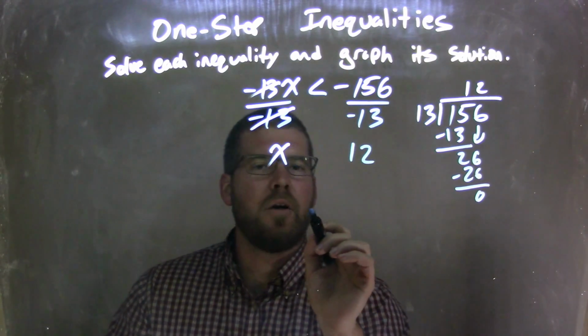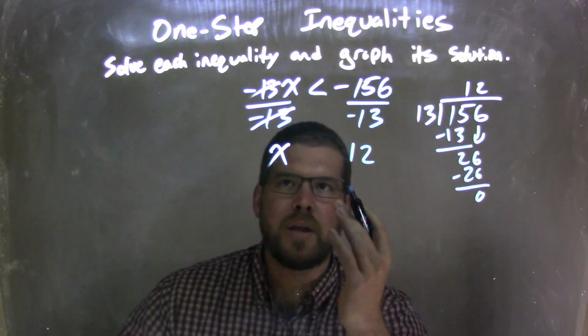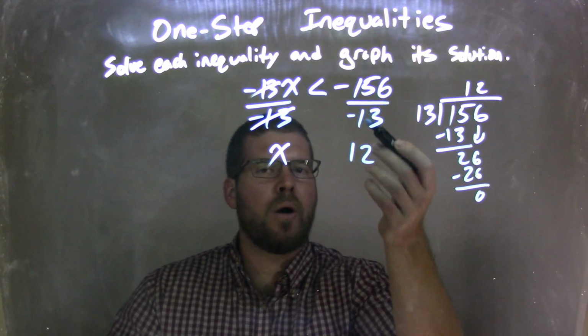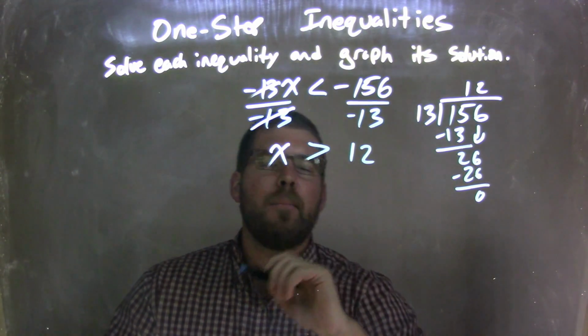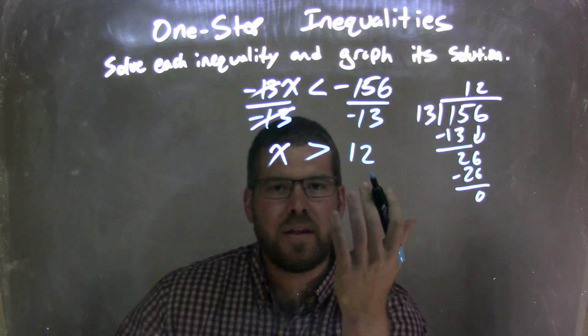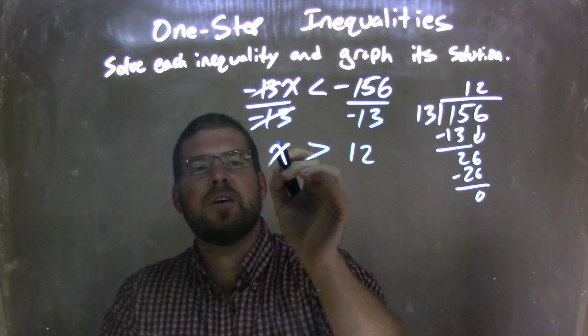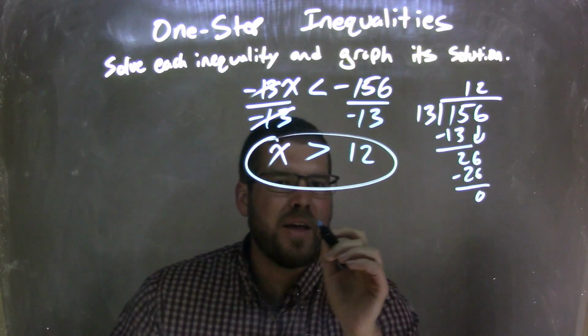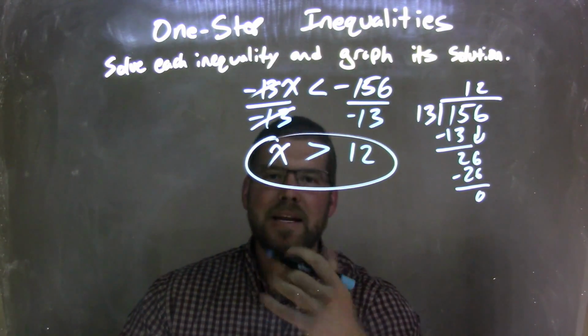But now my inequality needs to flip because I divided the inequality by a negative. So right there I take my less than sign and convert it into a greater than sign. And so now my final answer is x is greater than 12. So now I need to graph that.